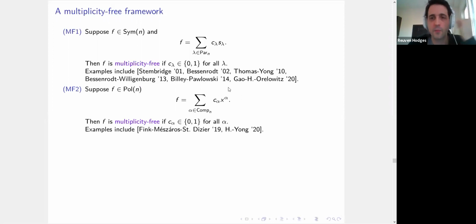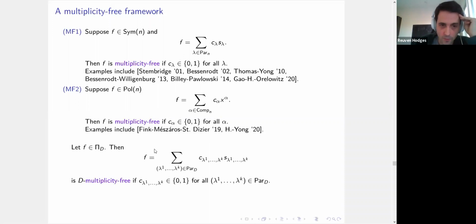Then there's another type of multiplicity free problem that's not as well studied, but also shows up quite frequently in the literature. You have a polynomial, and you can think about writing this polynomial in just the monomial basis. Then you can ask whether or not it's multiplicity free, that is, each monomial coefficient is 0 or 1. Fink, Mészáros, and St. Dizier have a result saying when Schubert polynomials are monomial multiplicity free.